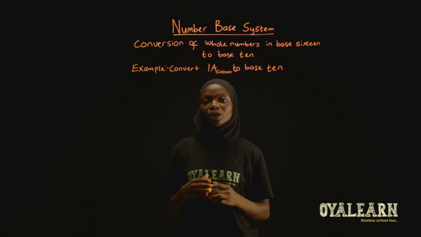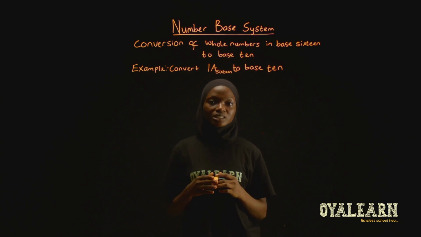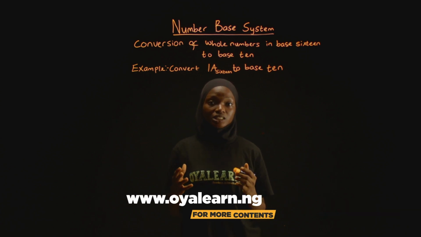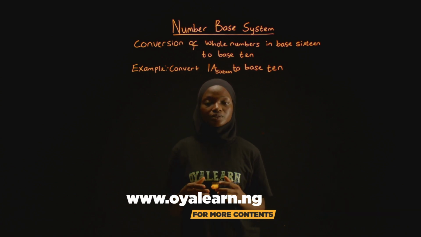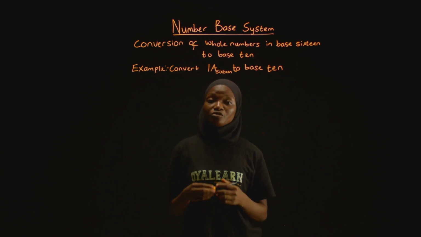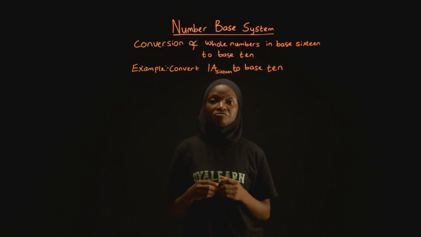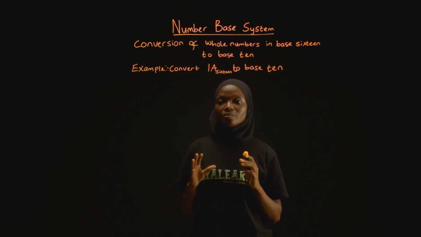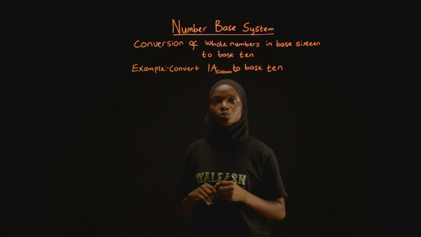But let's recall, digits used in the base 16 number system are 0 to 9, A representing digit 10, B representing digit 11, C representing digit 12, D representing digit 13, E representing digit 14, and F representing digit 15. Let's try to remember that because we'll be using it in this example.